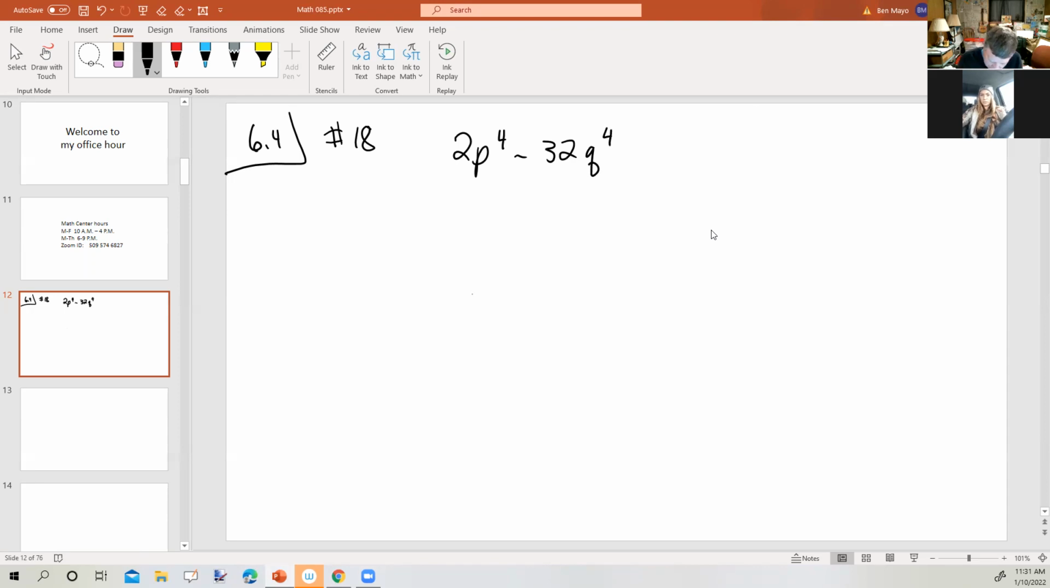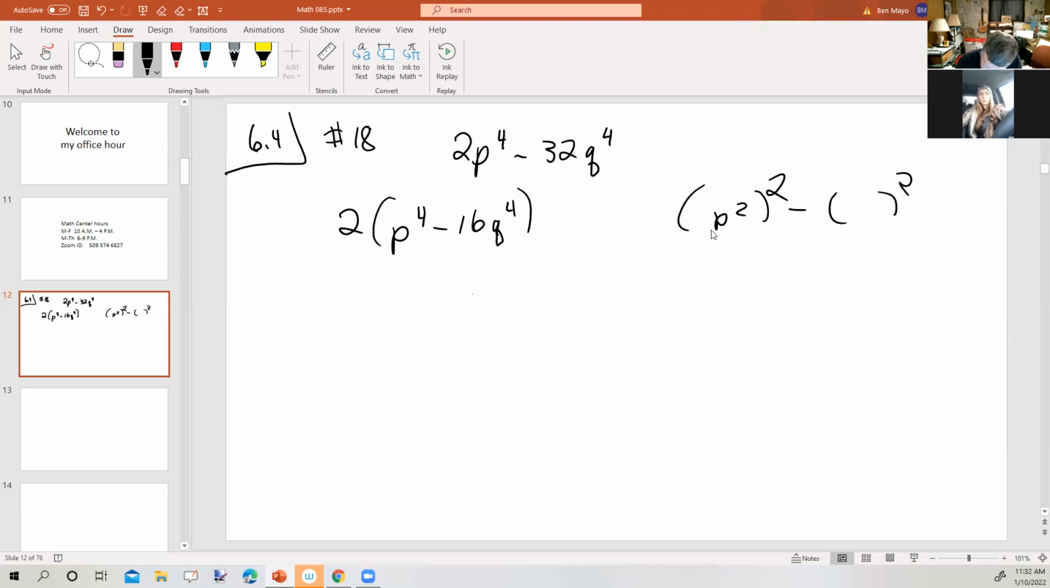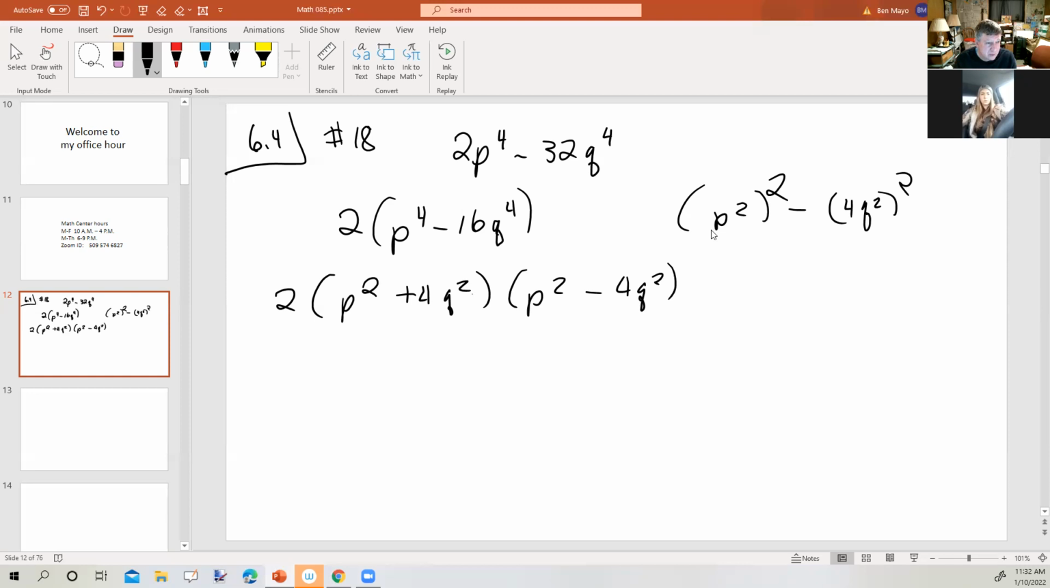Taking out the greatest common factor, we get 2 times p to the fourth minus 16q to the fourth. But p to the fourth minus 16q to the fourth is the difference of two squares. You could have p squared squared minus 4q squared squared. So then you'd get 2 times p squared plus 4q squared times p squared minus 4q squared. And this is what the student had. They were in a slightly different order, but they had this.